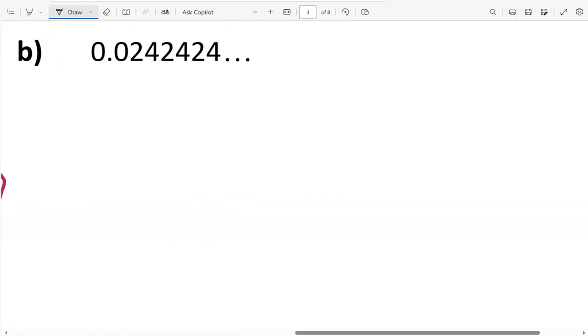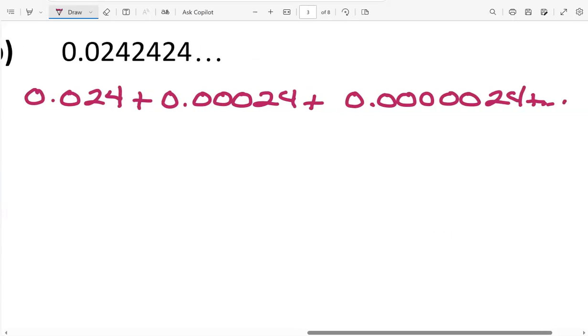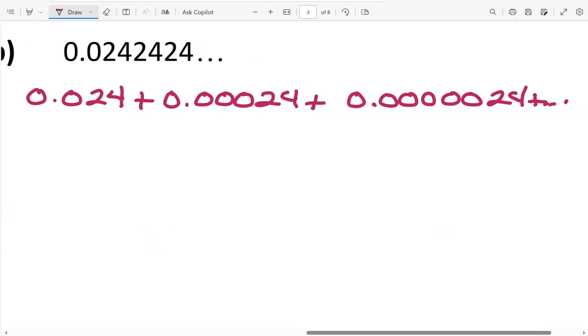In B, we have 2 digits repeating this time. So the first term of this infinite geometric series is 0.024. The second is 0.00024. And the third is 0.0000024. And that continues onward. This particular geometric series, since we have 2 digits repeating, the ratio here is 0.01.